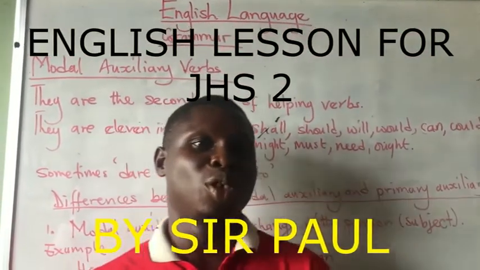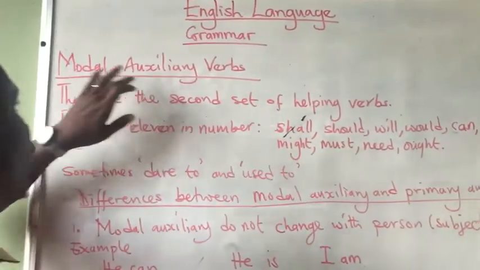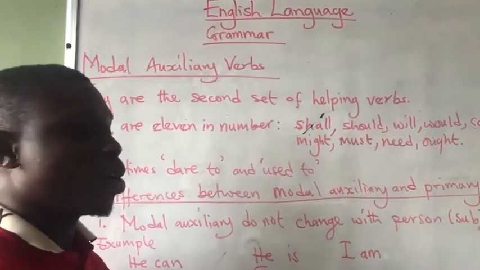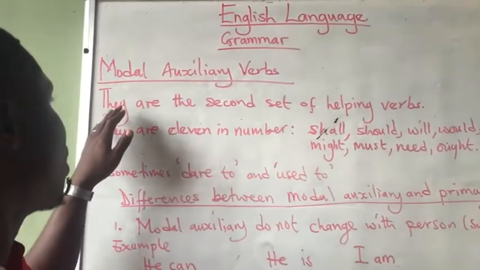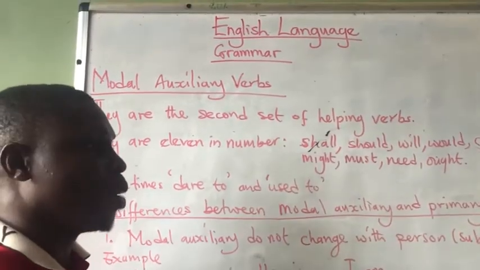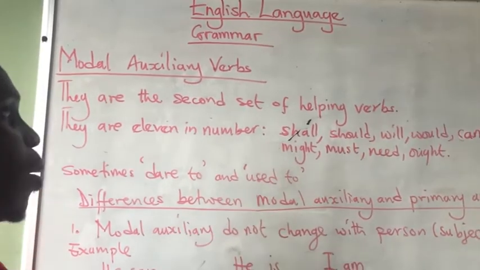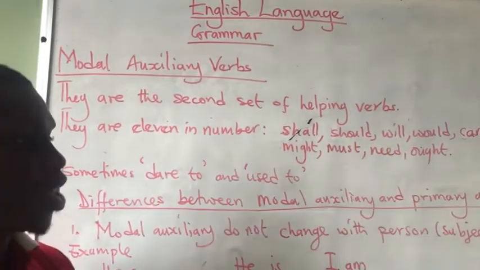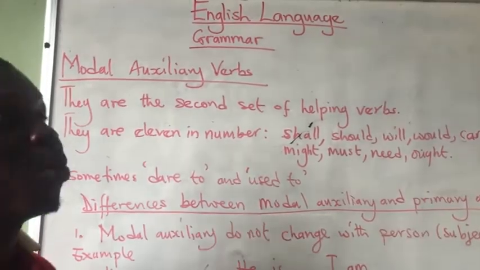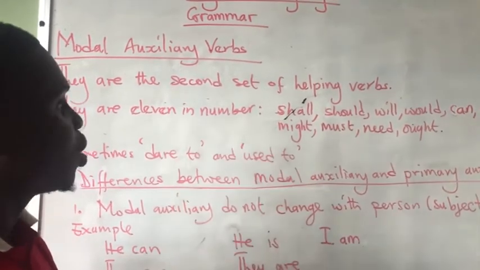Today we are going to continue with our auxiliary verbs, and today we'll be looking at modal auxiliary verbs. We have already considered the primary auxiliary verbs. Now the modal auxiliary verbs, they are the second set of helping verbs. As we have already established, when we talk about auxiliary verbs, they are helping verbs. They help other verbs to express an action or form a tense in a sentence. So we're going to look at how the modal auxiliary verbs help other main verbs to express an action.